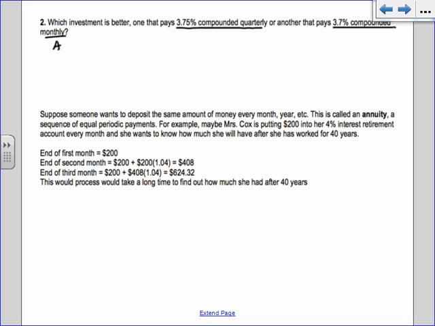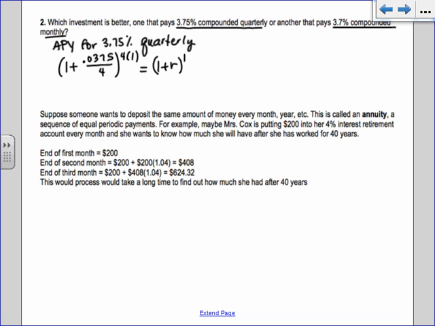Okay, so I'm going to find the APY for 3.75% quarterly. So it doesn't matter what amount of money I start with, and that's why I didn't even give it to you. We don't put the P in the problem, okay? So we do 1 plus 0.0375. It's quarterly, so divided by 4, raised to the 4 times 1. T is always 1 for these problems. All right, equals 1 plus r raised to the 1. See how you just write 1 plus r.